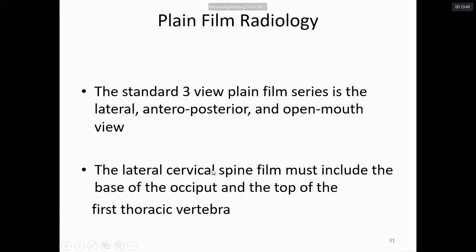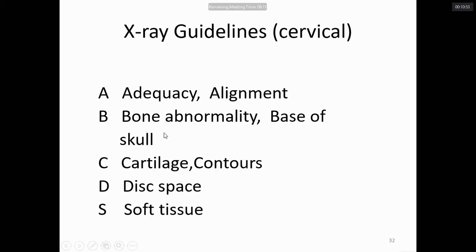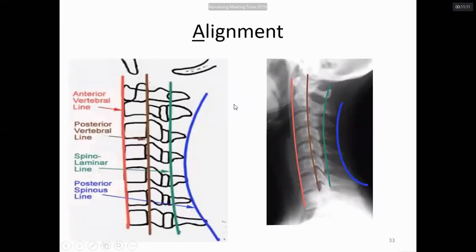So, how to read the X-ray of the cervical spine? Adequacy, alignment, bony abnormality, base of the skull, cartilage, contour, discs. You should check all these features. That means once you do the cervical spine lateral view, what are the things you should look for, whether there is a spinal injury or not? You should look for four lines.